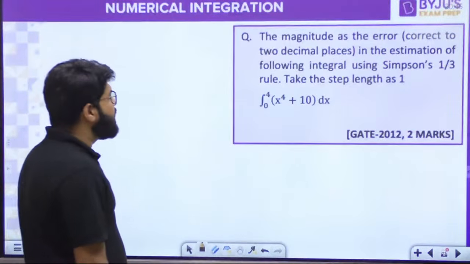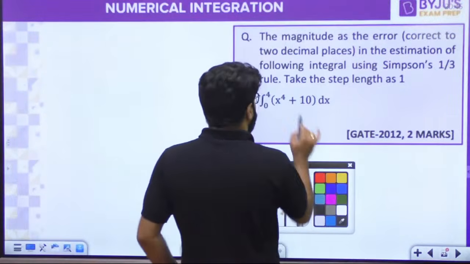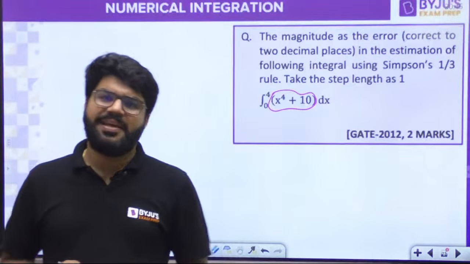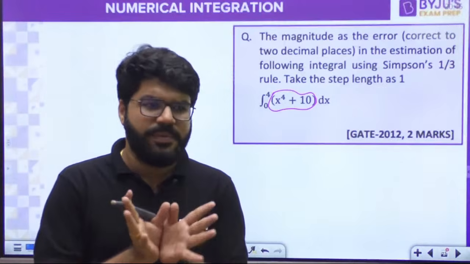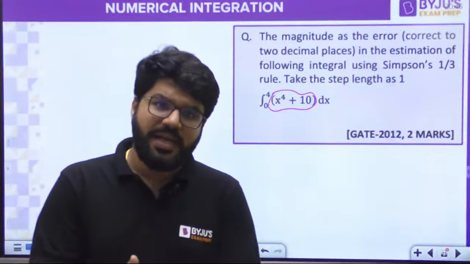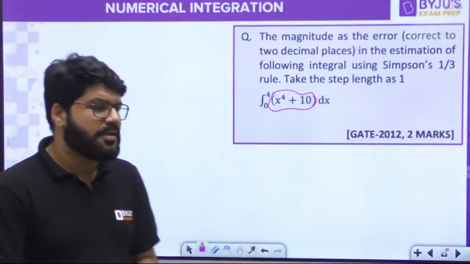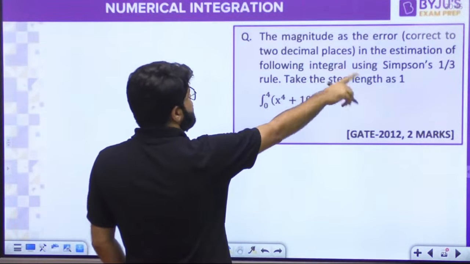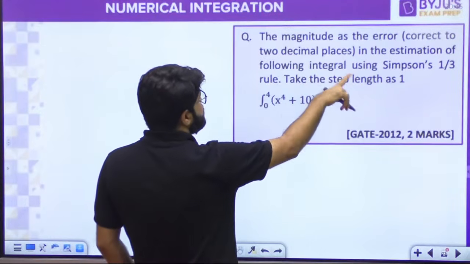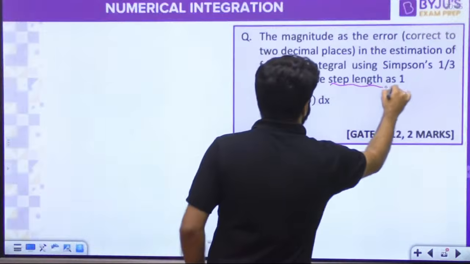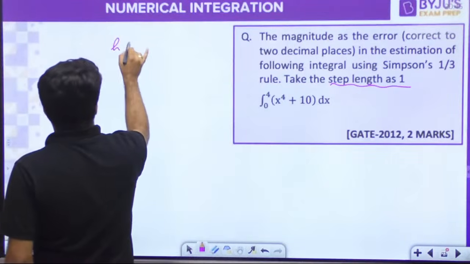The magnitude of the error. Now this is an error question, and this time it is a 4th order polynomial. Degree 4 है polynomial का, तो definitely there will be some error. But what is the error? For that we have to calculate the exact answer and the approximate answer. Find the magnitude of the error, correct to 2 decimal places, in the estimation of the following integration using Simpson's 1/3 rule. Take the step length as 1. So directly h is equal to 1 given है.